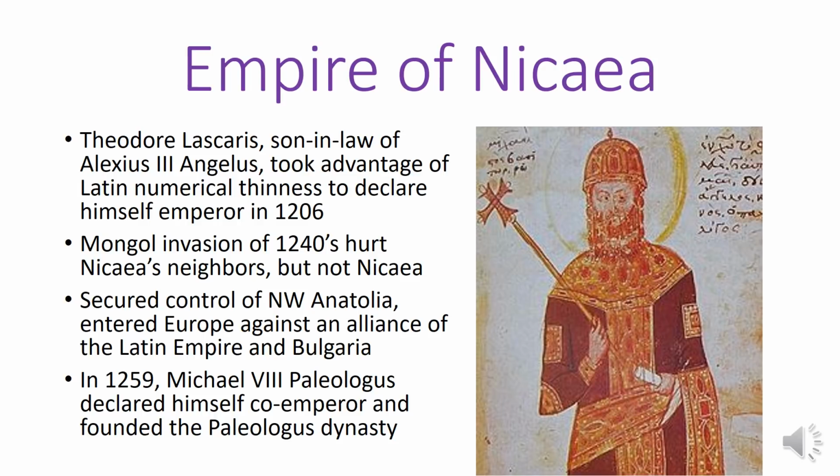In 1259, one of the Lascaris emperors had died, and he had a young son on the throne, so he had to have a regent, and that guy's name was Michael Palaeologus, who quickly becomes Michael the Eighth, and then squeezes out the young child to found his own dynasty, the Palaeologus dynasty. And it will be this Palaeologus dynasty which will rule this new Byzantine state until its fall in 1453.